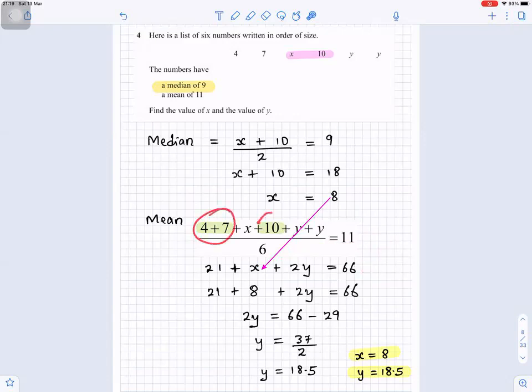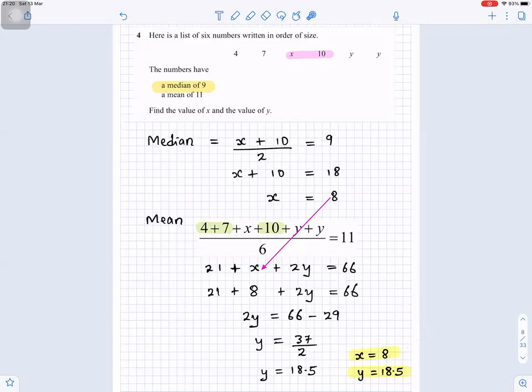4 plus 7 plus 10, it gives you 21. And you replace x. X is 8. We found x earlier on. X is 8. So it becomes 21 plus 8 is 29. You take 29 to the right, it becomes minus 29. So 66 minus 29 gives you 37. It's 2 times y. So you divide by 2 to get y, 18.5. So the values of x and y are x is equal to 8 and y is equal to 18.5.